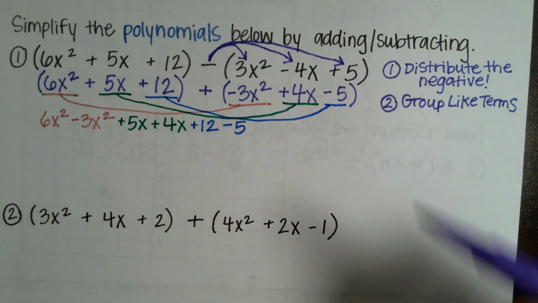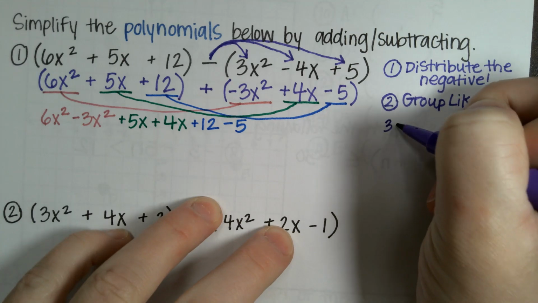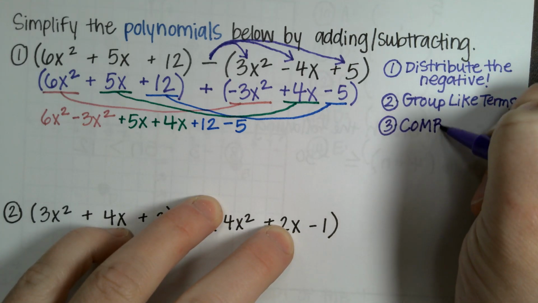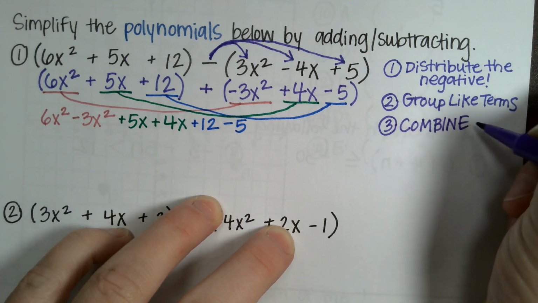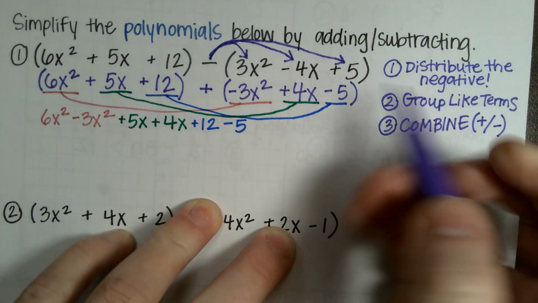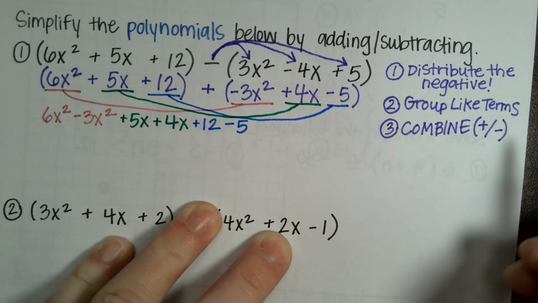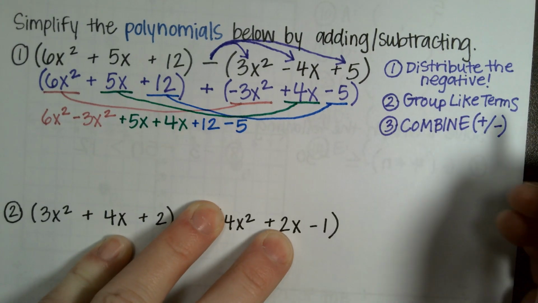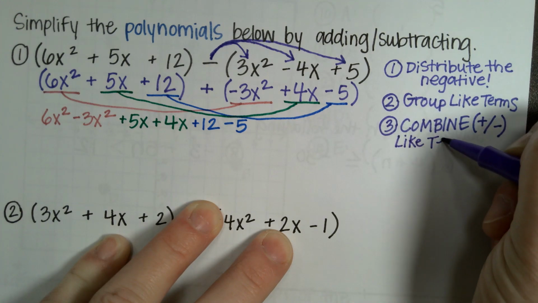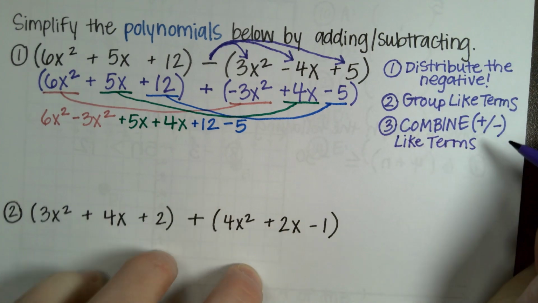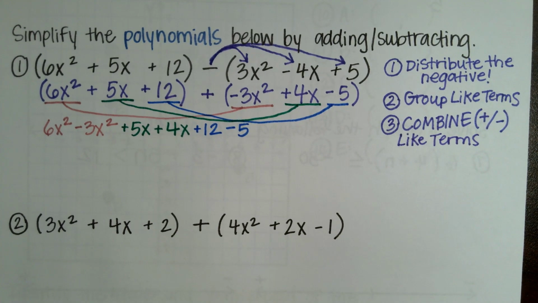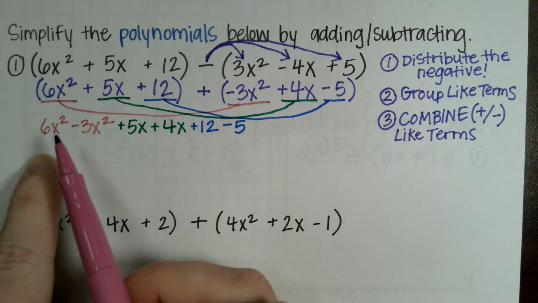So I'm going to write for my third step, combine like terms. And then I'm going to say in parentheses, that's adding and subtracting. So when we group them, we're just putting them beside each other. When we combine them, that's the actual adding and subtracting there. Okay. So let's work this out.